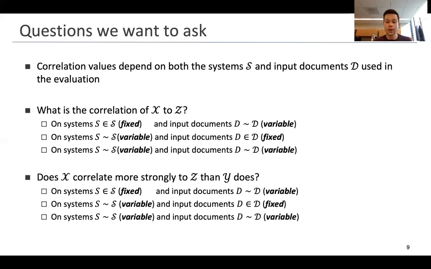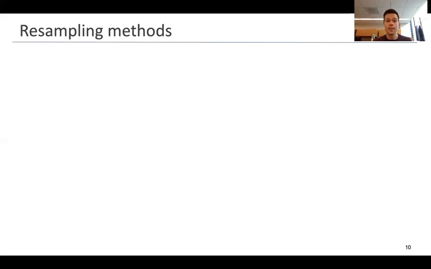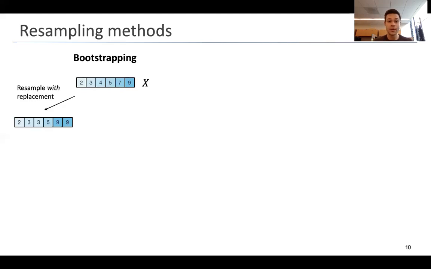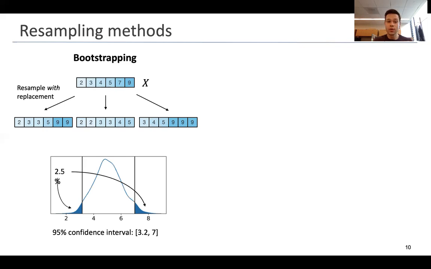And so next, we're going to propose some statistical methods to be able to answer these questions. The methods that we propose are based on resampling, and here's briefly how they work. If we wanted to use bootstrapping to calculate a confidence interval for this vector X, we can resample from the original vector X with replacement, and then repeat this multiple times. From there, we can plot the distribution of the means of these samples, and then calculate, say, a 95% confidence interval for the mean of the original value based on these results.